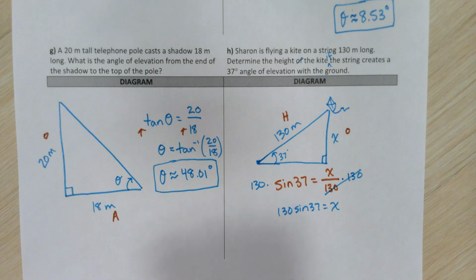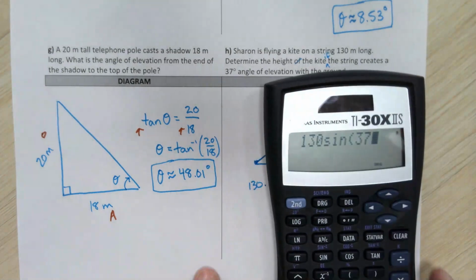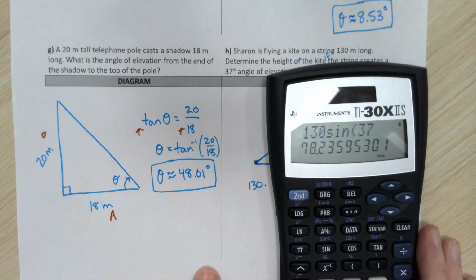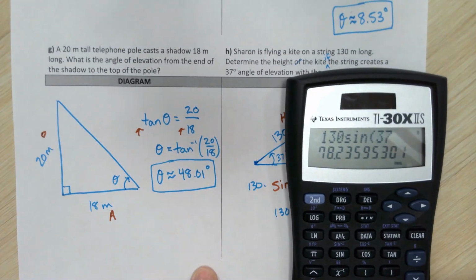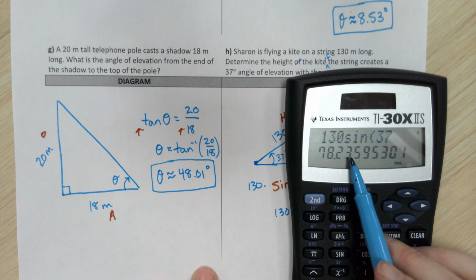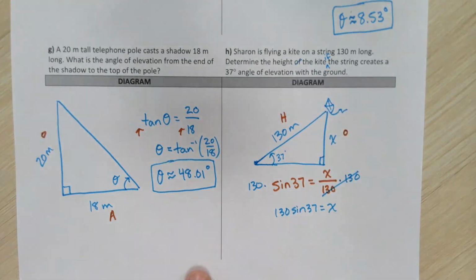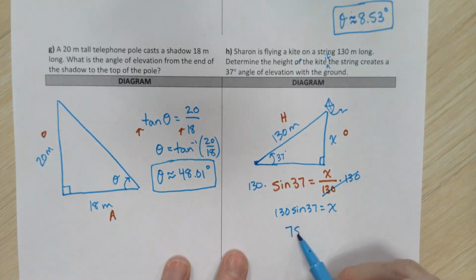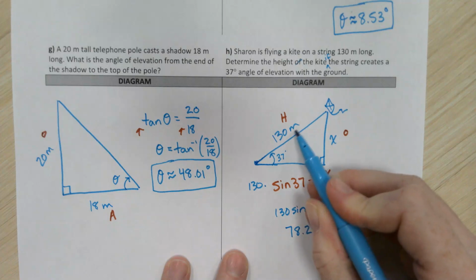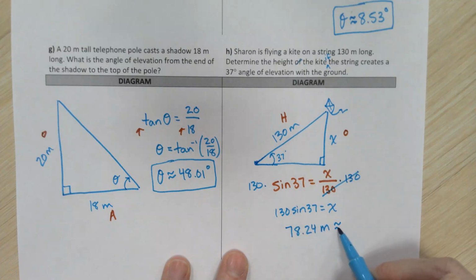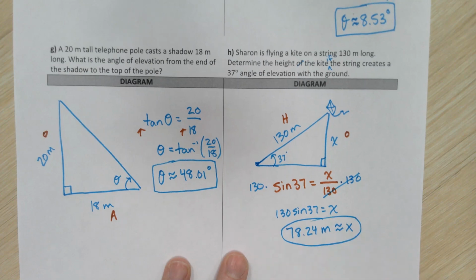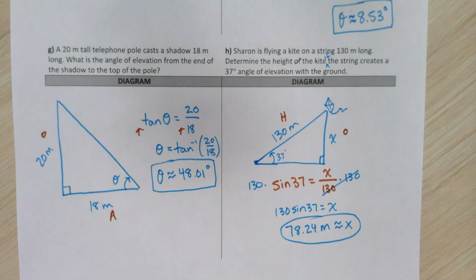130 times sine of 37 equals 78.235. And that 5 tells me to round up, so 78.24. Units for this problem are meters, and that's going to be approximately the height of the kite in the air.